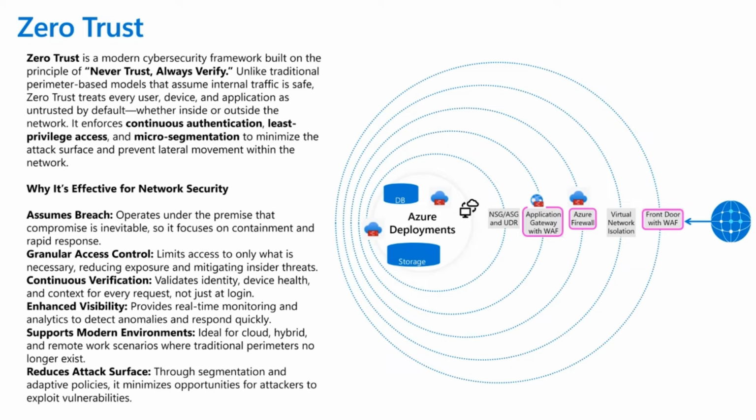By default, this model assumes breach. It operates under the premise that compromise is inevitable, so it focuses on containment and rapid response. Also, there's granular access control. In this model, we limit access to only what is necessary, reducing exposure and mitigating insider threats.